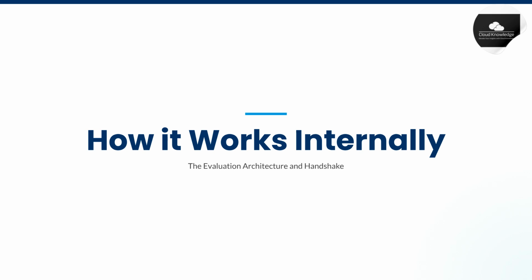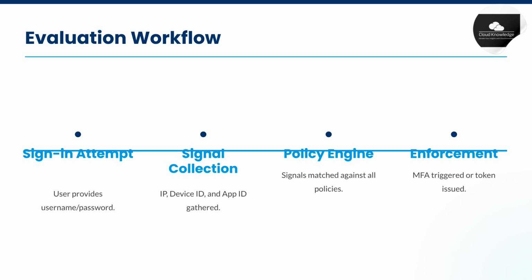Next, let's look at how conditional access works internally, the evaluation architecture, and the handshake. The evaluation workflow starts with a sign-in attempt. Signal collection gathers data like IP and device ID. The policy engine matches these against policies, leading to enforcement, where MFA might be triggered or a token issued.